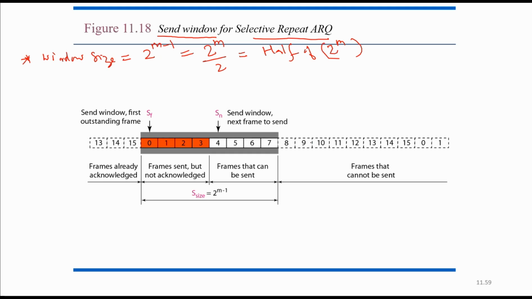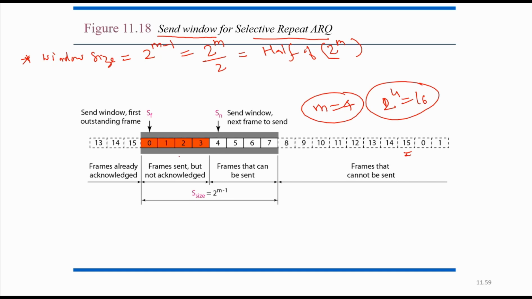Suppose m equals 4, then 2 to the power 4 will be 16. So the numbering of the frames will be from 0 to 15, but the size of the window will be 16 divided by 2, that is 8. So only 8 frames will be in the window. The red ones are the frames sent but not acknowledged, and the remaining 4 are the frames that can be sent.